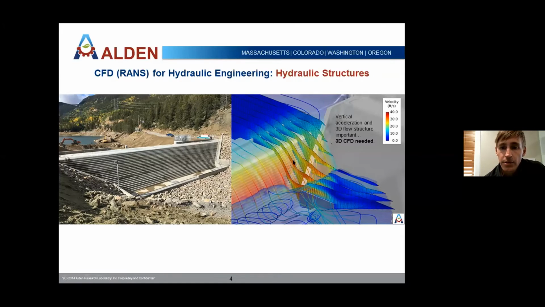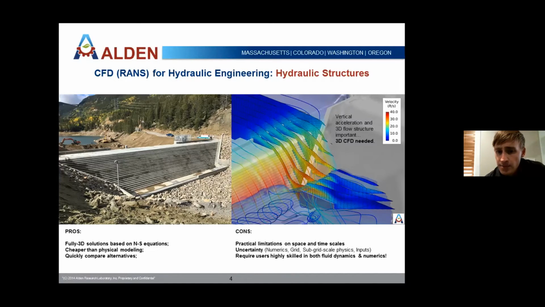But really, they're really useful for rapidly varied flows where vertical acceleration is important. And here's a hydraulic jump at the base of the spillway where you have a lot of vertical structure that's important to pick up that a 2D model would not pick up. So the pros, fully 3D solutions based on Navier-Stokes equations. They're cheaper than physical modeling, and they're good for comparing alternatives of, say, different modifications to a hydraulic structure, especially in a qualitative sense. The cons, spatial and time scales, as I mentioned.